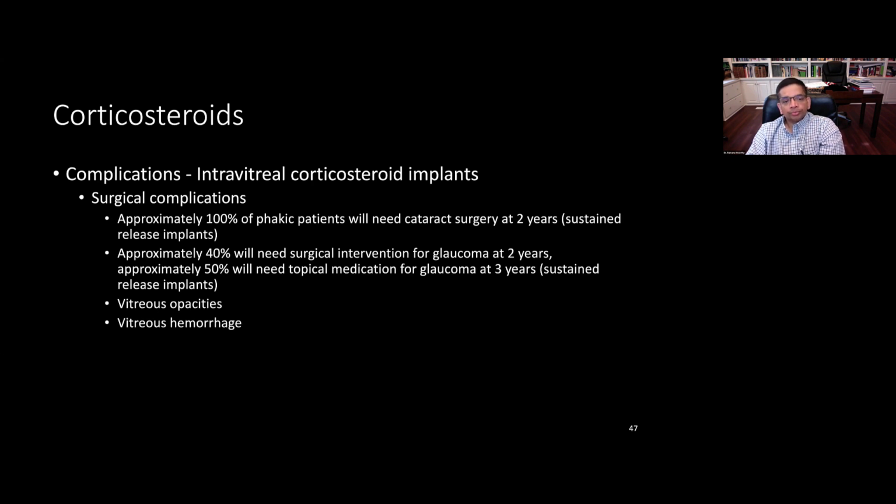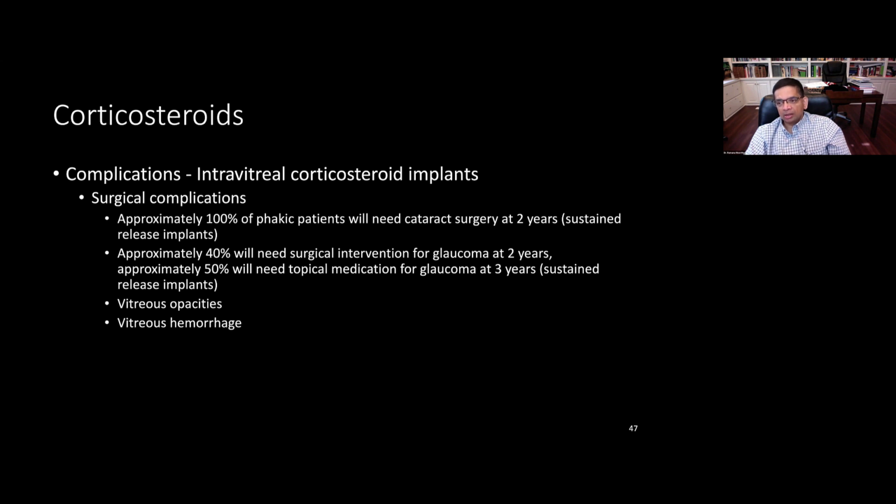So intravitreal corticosteroid implants like Retisert or the Yutiq, for example, that are used for the treatment of uveitis and uveitic cystoid macular edema, last for a long time. And Retisert in particular is associated with cataract formation within 2 years after implantation in 100% of patients. So cataract will occur in 2 years, guaranteed. And 40% of patients may need surgical intervention for glaucoma. 50% will need glaucoma treatment with topical medications with these sustained release implants, particularly this is mainly referring to Retisert.